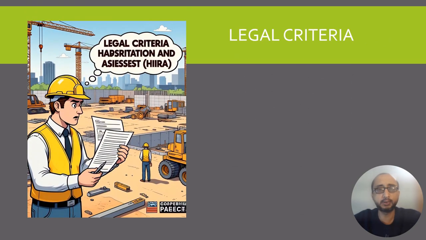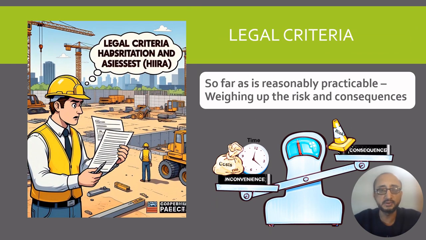So now let's look at some principles that these legislations set for the risk assessment process. The first one is so far as is reasonably practicable, in which we are weighing up the risk and consequences against the cost, time, and effort we have to put in. So let's take a control, then we compare its benefits against the time, cost, and effort. If benefits outweigh the time, cost, and effort, then we select it. Otherwise, we'll go for another control measure. So this way we balance both the risk and consequences against the time, cost, and effort, and then we select which control measure is suitable for us.